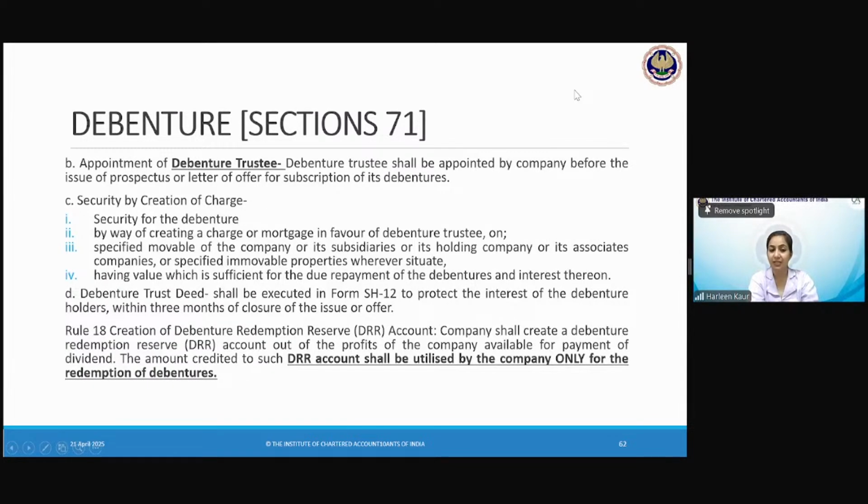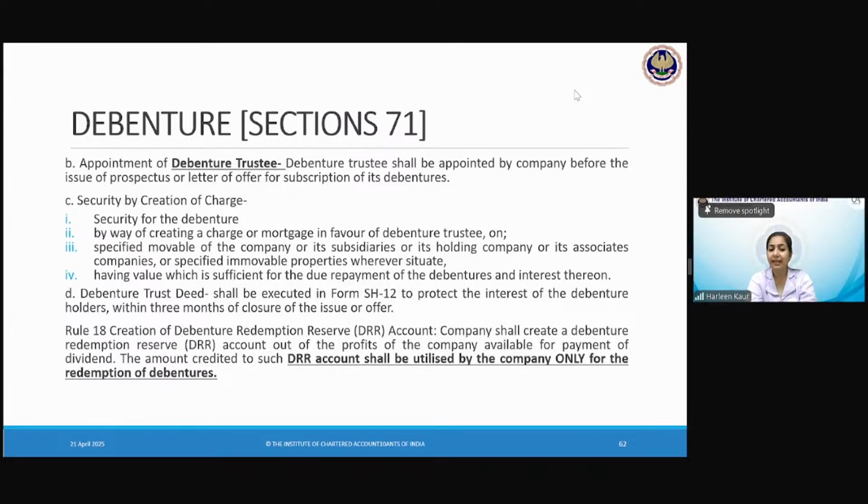And then the debenture trust deed is formed. A trustee is appointed because security is given when debentures are issued. So somebody is there to take care of and protect the interest of the debenture holders. The debenture trustee is appointed. Security is created. In today's chapter we'll be discussing these terms at length, security, and then we'll be moving ahead to charge. But here we remember that the trust deed in SH12 form is made in order to appoint a debenture trustee.